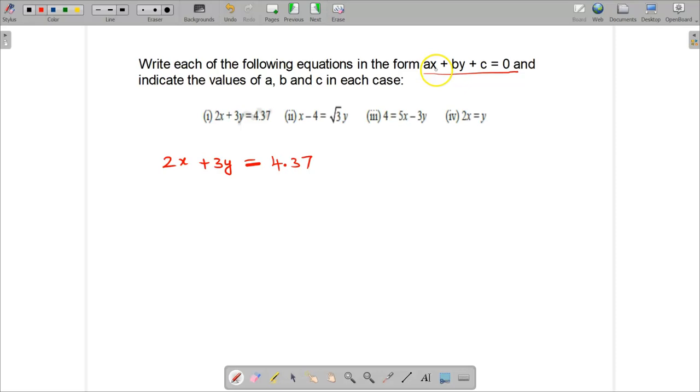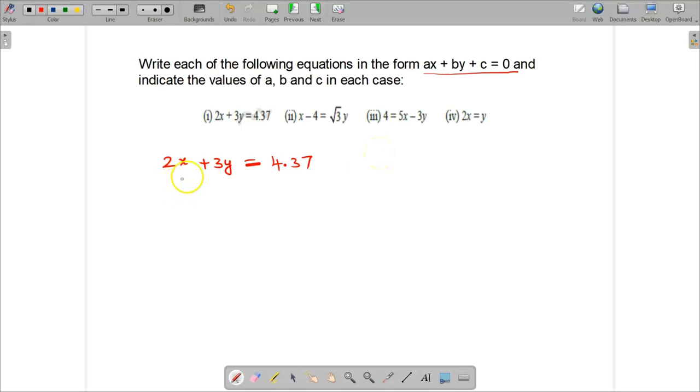So here how have they given it? They have given the x coefficient as a, then plus the y coefficient as b, and then plus some constant value c, which is equal to 0. So in this format we have to write these equations: the x term, then the variable with its coefficient, then the constant, which is equal to 0.